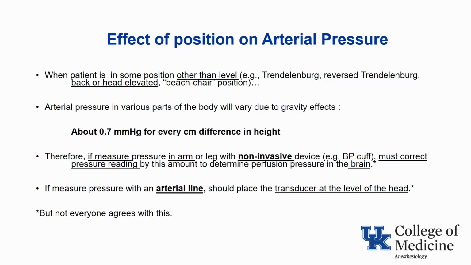The arterial pressure varies in various parts of the body due to gravity. It varies about 0.7 of a millimeter of mercury for every centimeter of height. Therefore, if you measure pressure in the arm or the leg with a non-invasive device, you must correct the pressure reading by this amount to determine the pressure in the brain. If you use an arterial line, the transducer should be placed at the level of the head.